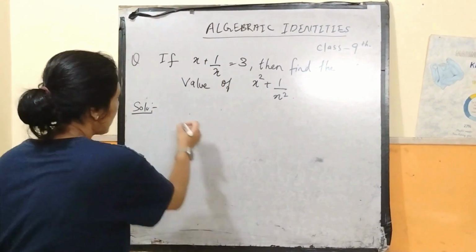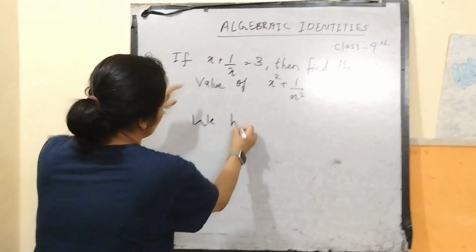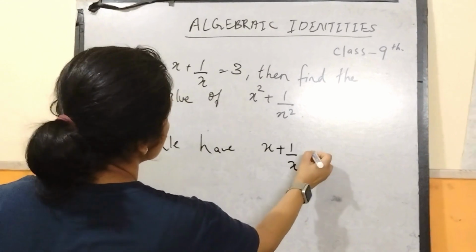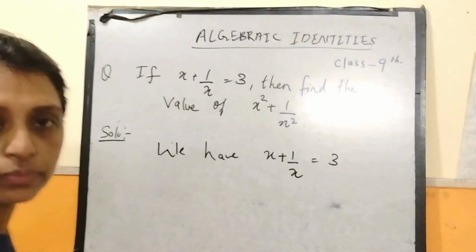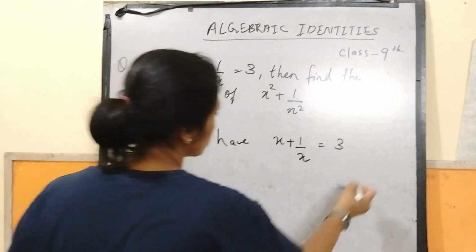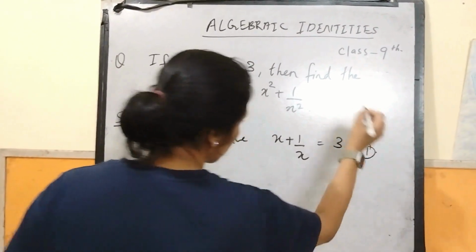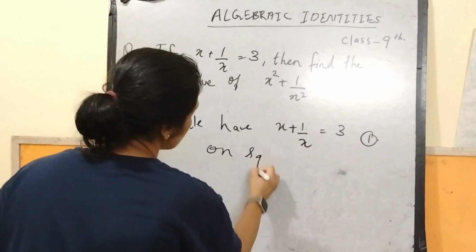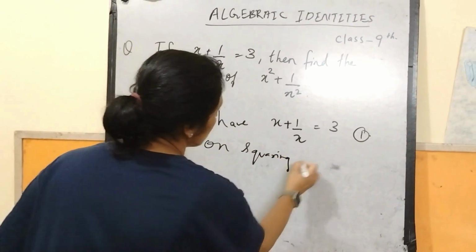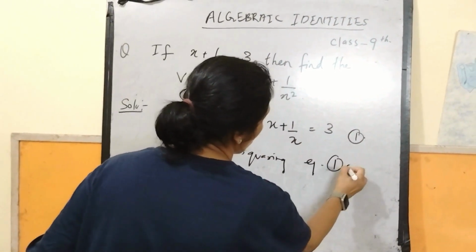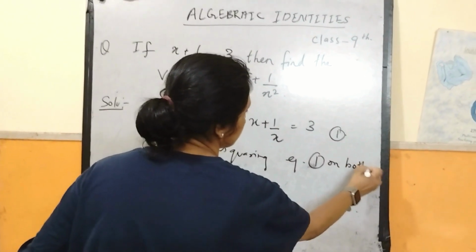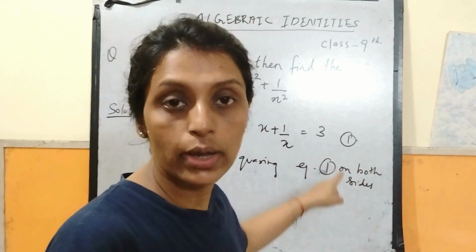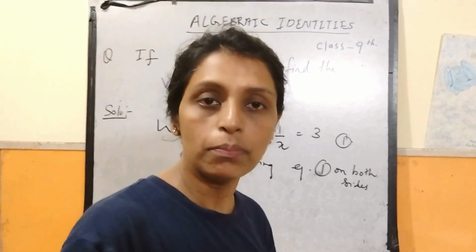So we have x plus 1 by x is equal to 3, isn't it? So what we are going to do, we will put it as equation number 1. Okay. Now on squaring equation 1 on both sides, we are going to take the square of equation 1 on both the sides.